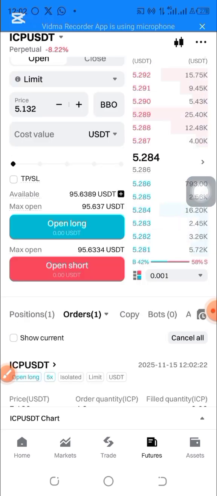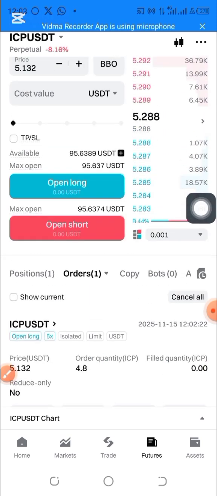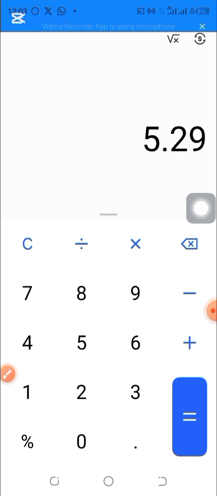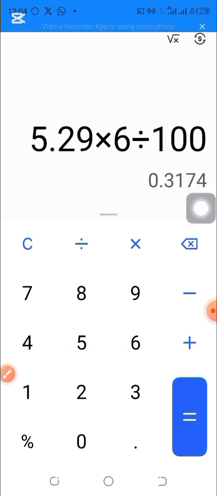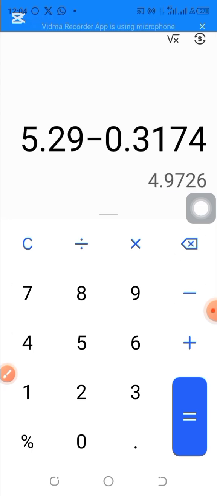Now remember that I still have $5 left that I have not spent. The last $5 I want to spend on this trade is if the price comes down by 6%. Let me calculate that one as well. 5.29 times 6 divided by 100 is 0.3174. So 5.29 minus 0.3174 will be 4.9726. Once the price of this ICP has come down by 6%, that will give us 4.9726.